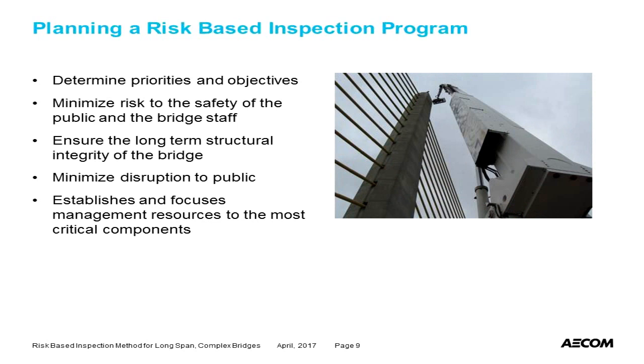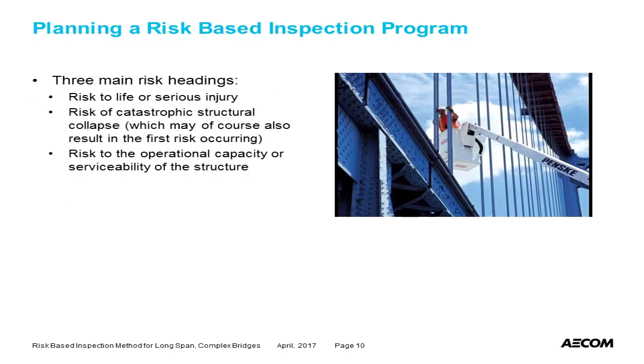In developing a risk-based program, we determine our priorities and objectives: minimize the risk to the safety of the public and the bridge staff, ensure the long-term structural integrity of the bridge, minimize disruption, and focus management resources on the most critical components. There are three main risk headings we want to consider: risk to life or serious injury; the risk of catastrophic structural collapse, which may also result in the first risk occurring; and the risk to operational capacity or serviceability of the structure.